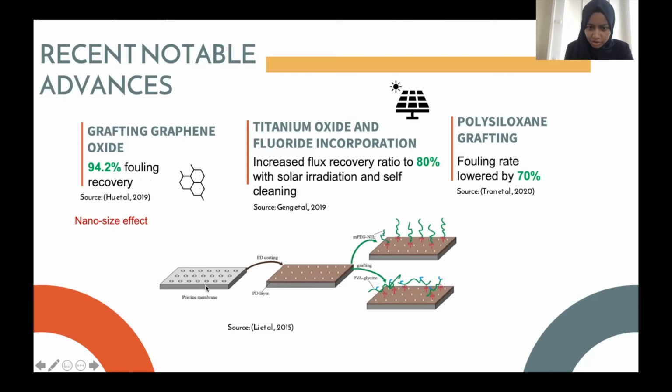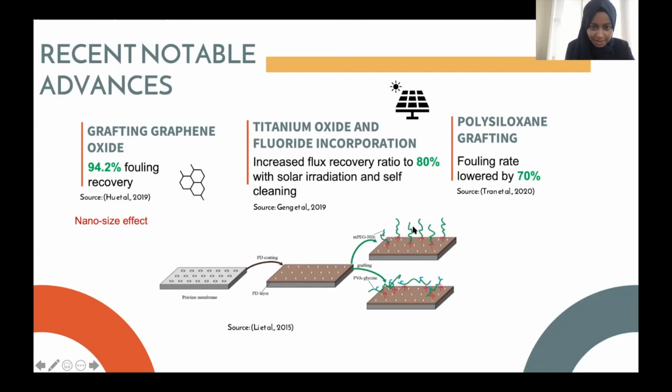Basically, in this image, you can see how the grafting process takes place. This is a visualization of what I mean by grafting on a membrane. For example, here, this is the membrane surface with the pores in it. Usually all grafting processes take place by initially coating it with polydopamine. After coating it with this polymer, polydopamine, the hydrophilic or the desired polymers are grafted on top of this layer.